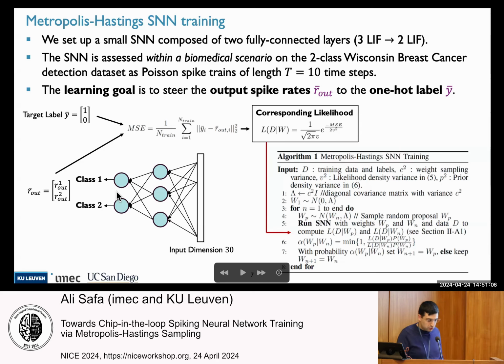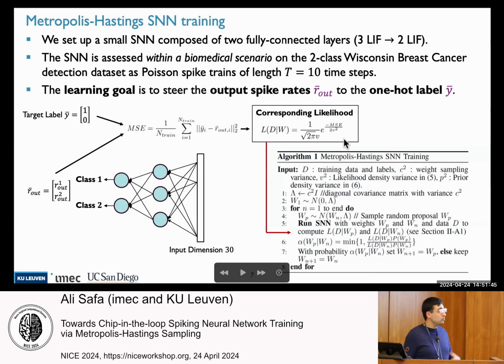What we are trying to do is steer the output rates of these leak integrate and fire neurons to correspond to the one-hot encoded label that we have. Now, we need to compute a likelihood function. In this case, we choose a classical Gaussian likelihood model. As we know, the Gaussian likelihood model corresponds to a mean square error loss. So if we take minus the log likelihood of a Gaussian, we get a mean square error. So what we can do is compute the mean square error between the labels and the response of the spiking neural network by just running it in the forward pass, and then use the mean square error in the exponent of that Gaussian likelihood.